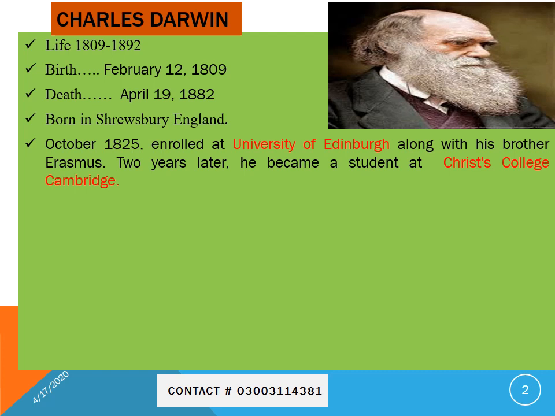He started university in 1825, at the University of Edinburgh, along with his brother, and he also became a student at Christ's College, Cambridge. His father was a doctor, that's why he wanted to give his son admission in a medical university, but he could not continue his study. He got admission in medicine but could not continue because his interest was in natural history. That's why he started to work in natural history.